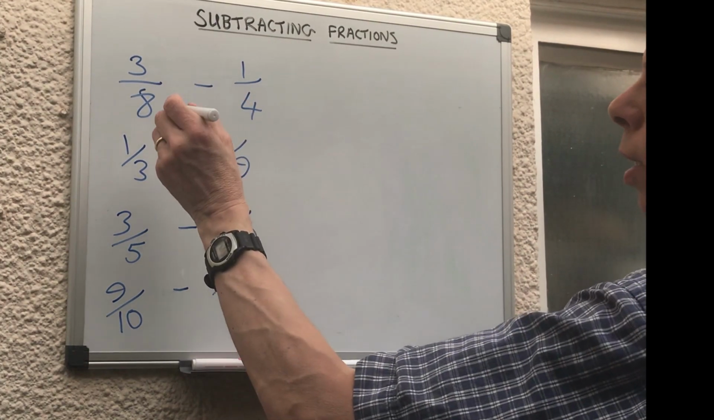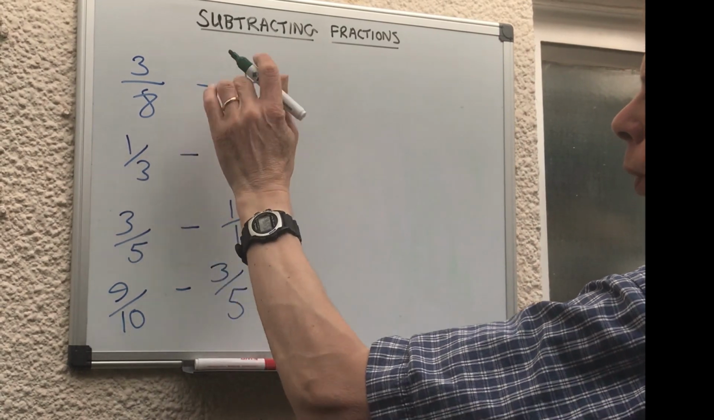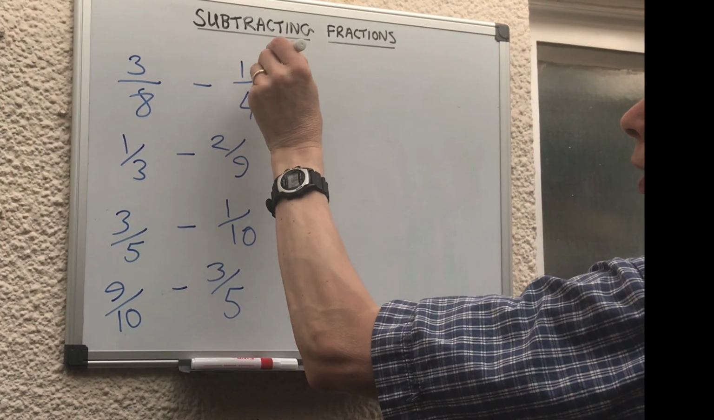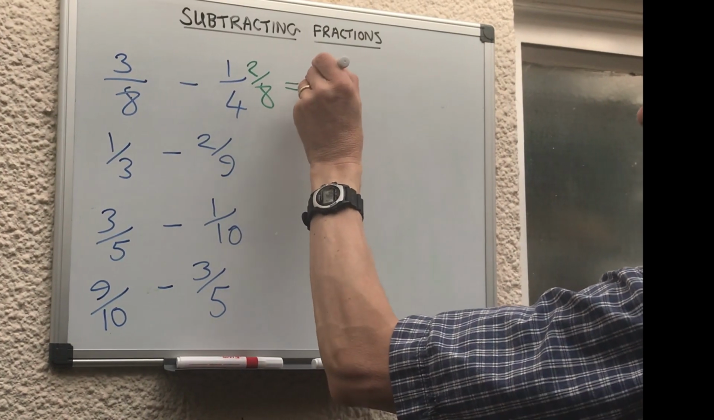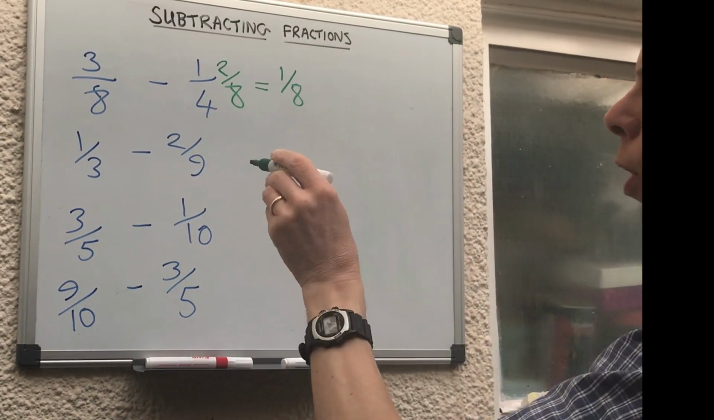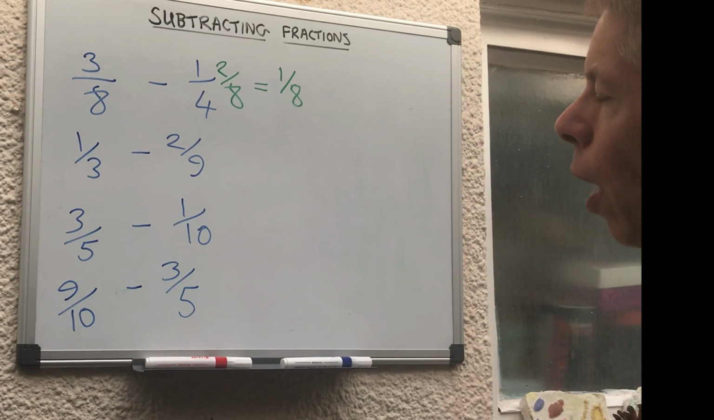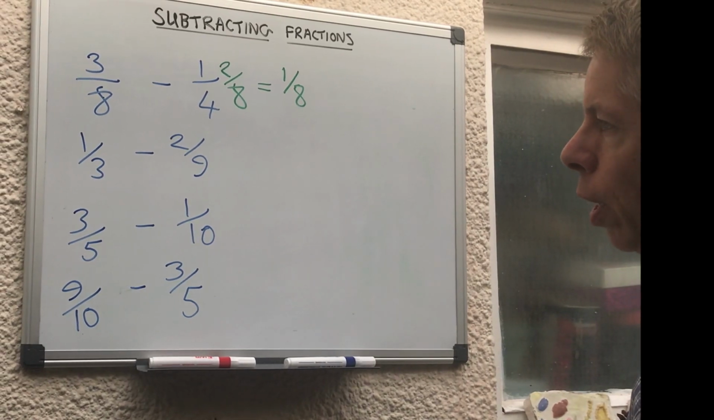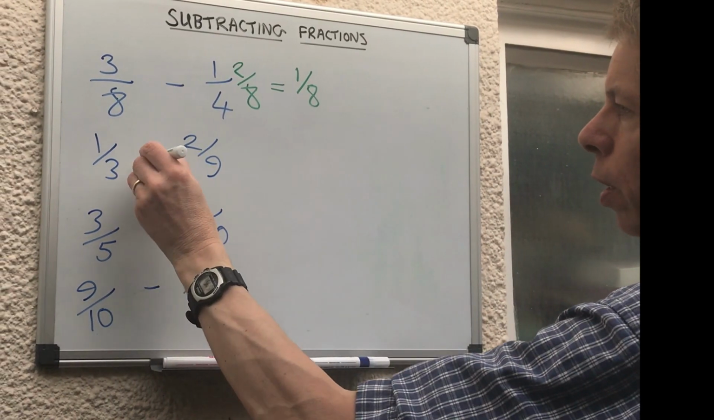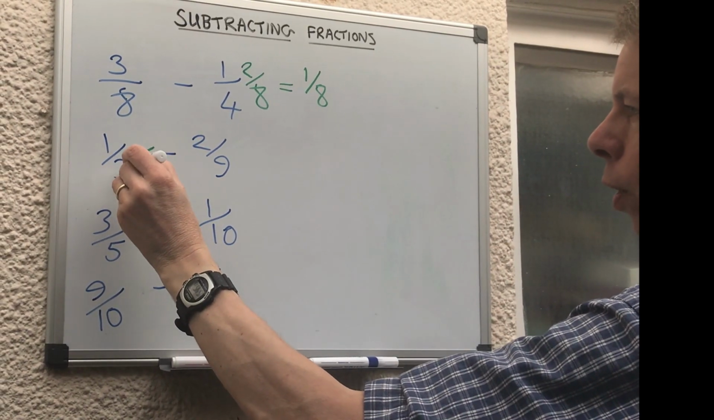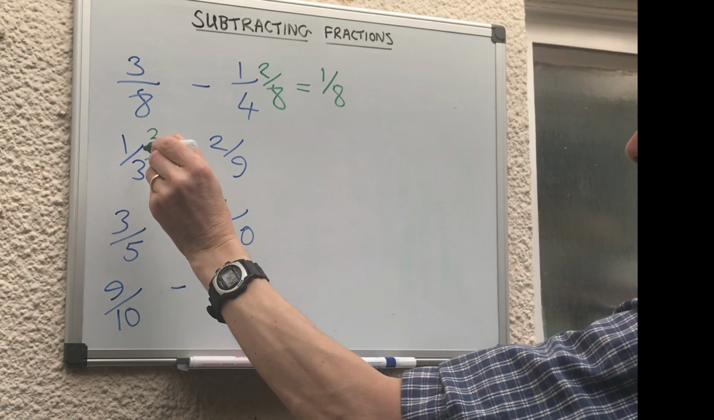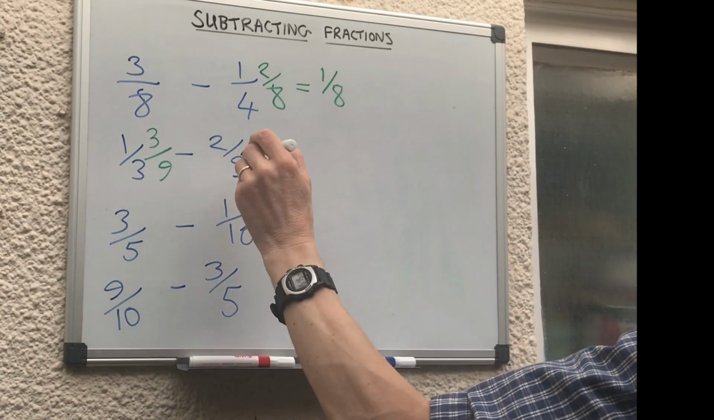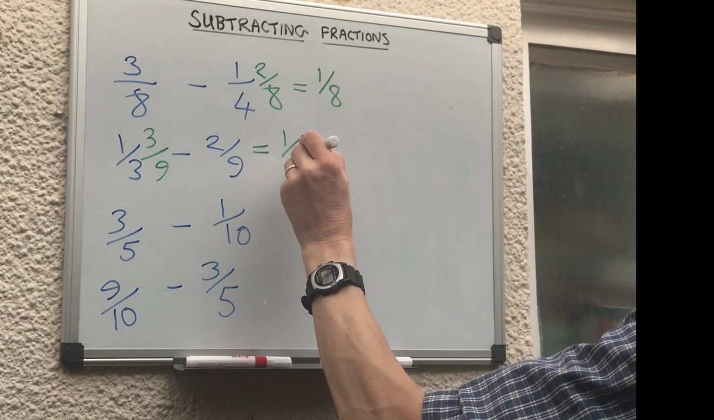So 3/8, leave that as it is. We're going to change the 1/4 into 2/8. 3/8 take away 2/8 will give us 1/8. So question 1, the answer is 1/8. Okay, 1/3, we're going to change that into 9ths. So 1/3 equals 3/9 because we've times that by 3, times that by 3. 3/9 take away 2/9 will give us 1/9.